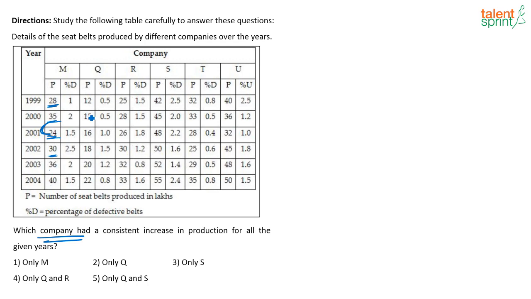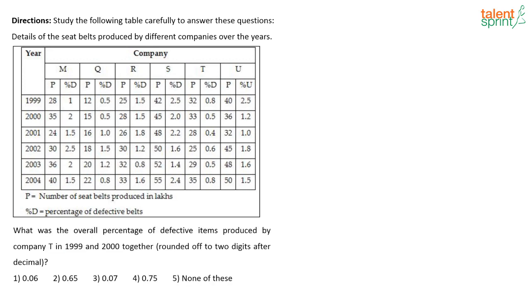Now I have to find out the company which has consistent increase in production. Look here, 12, 15, 16, 18, 20, 22. So, Q has consistent increase in production. Then look at R, 25, 28, 26, reduction in production, so this is not your answer. Look at S, 42, 45, 48, 50, 52, 55. Yes, continuous increase in production. So obviously your answer based on the options is going to be only Q and S. Option 5 is your answer.